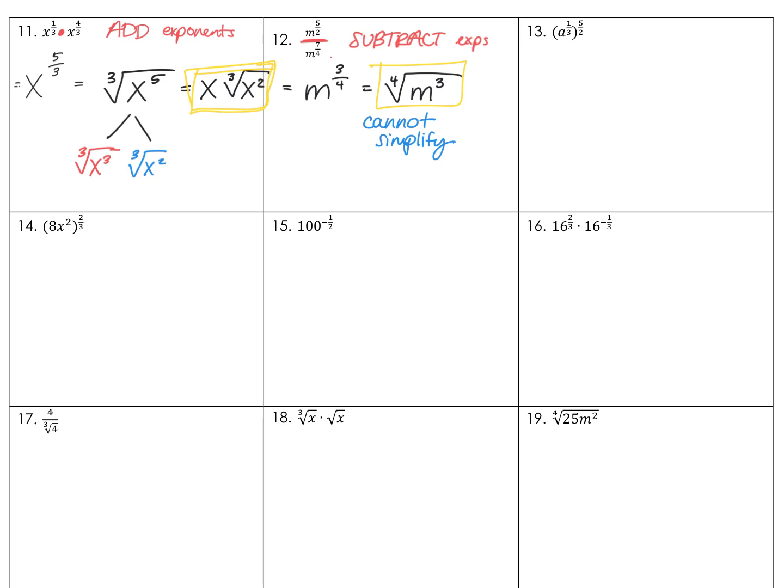Figure out the rule, do it, convert it, simplify if you can. Okay, number 13. This is called power to a power, when you have a power raised to another power. And so you're going to multiply your exponents.